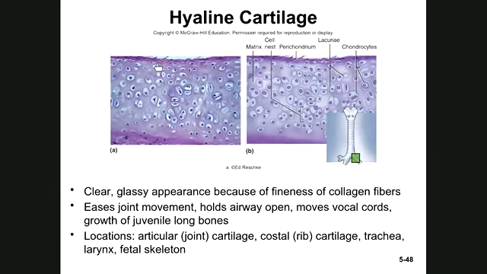So you can see it here and here. And we have perichondrium on both sides of our cartilage. It covers our hyaline cartilage from all parts and all aspects. This is about the hyaline cartilage.